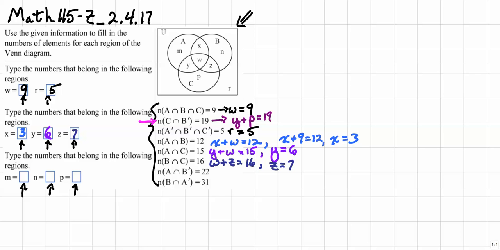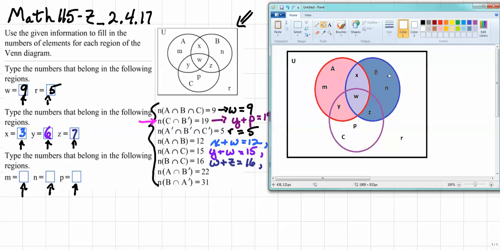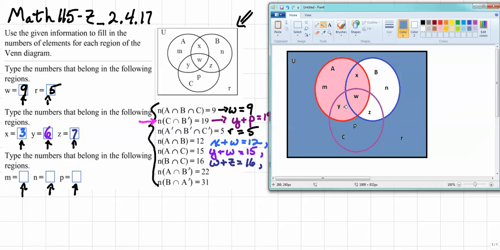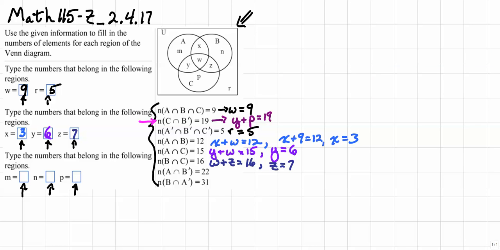And if you want to use this program again, we'll go ahead and reset it. And we're going to find A. Well, where is A? A is this red circle here. And then we want to find B complement. Well, B complement is everything that's outside of B. So we notice that this area right here is the intersection of A and B complement, which is the regions M and Y.